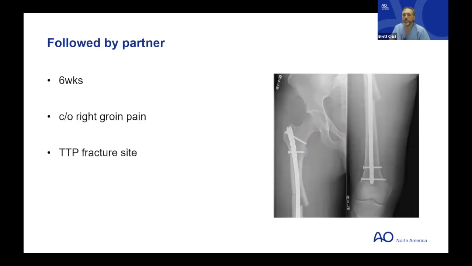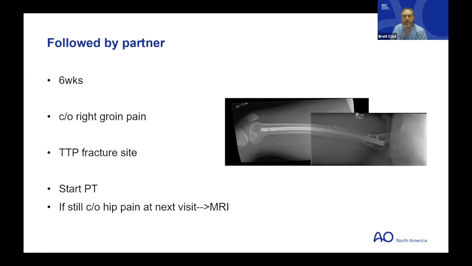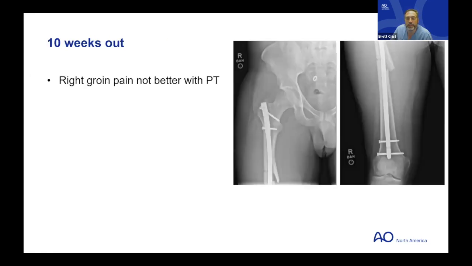He followed up with my partner 6 weeks later, complaining of right groin pain. And he's still tender to palpation over his fracture site. And so these are his plain radiographs. The plan was to start physical therapy, and if he was still complaining of pain at the next visit, the plan was to get an MRI to evaluate for intra-articular hip pathology. And you can see here with how they did the image, it actually makes it look like he does have anti-torsion. But look, the knee rotation is not right to compare that.